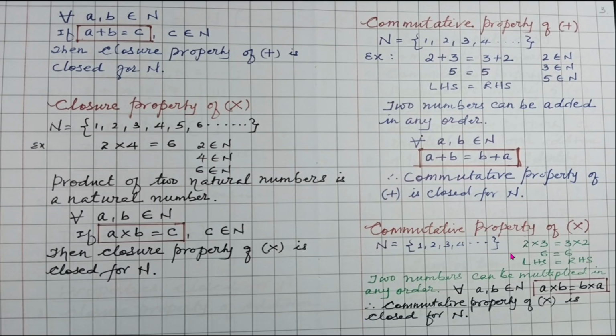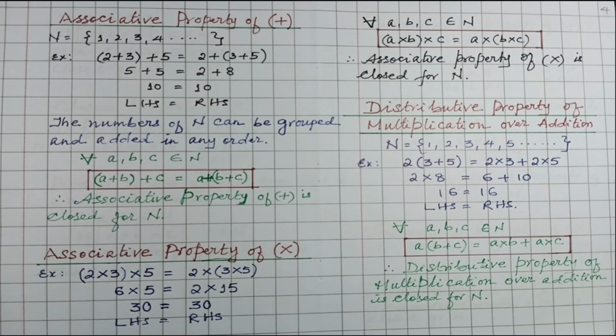For the set of natural numbers, if you take 2 and 3, 2 into 3 is 6, 3 into 2 is 6. 2 belongs to N, 3 belongs to N, 6 also belongs to N. The answer is 6 and 6 for both, that is LHS is equal to RHS. The commutative property of multiplication is closed for the set of natural numbers.